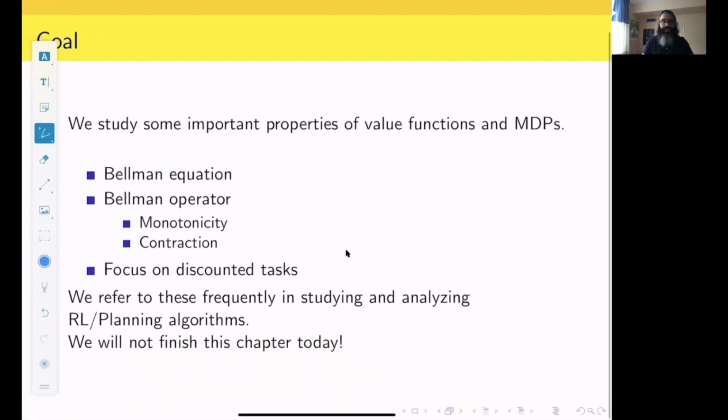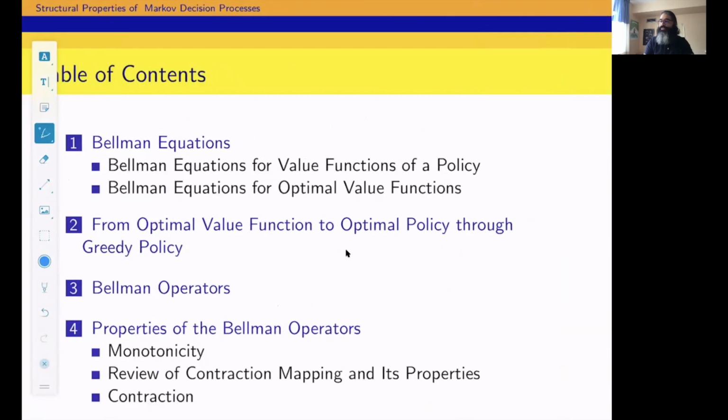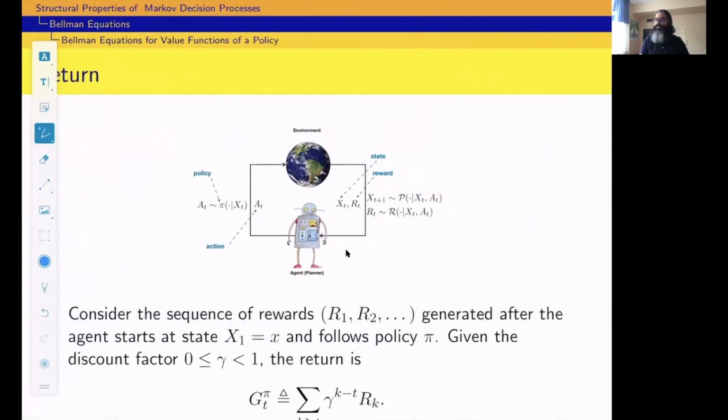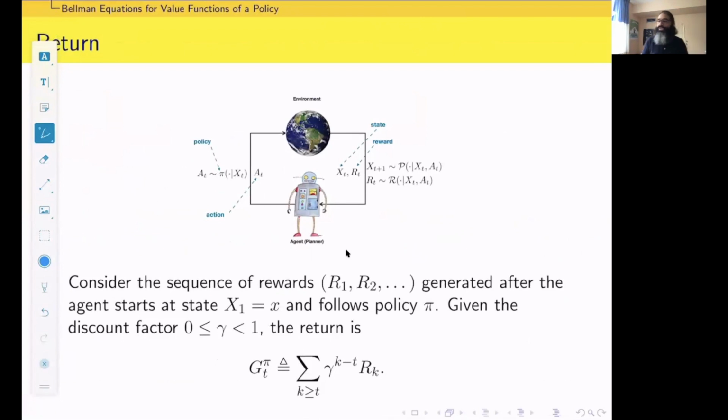We focus on discounted tasks, and as I mentioned, we won't finish it today. So we have this concept of return. I just reviewed it. We have an agent interacting with the world. We get a sequence of states, actions, and rewards. If we just look at the sequence of rewards, we can define a return of that sequence, which is essentially the discounted value of these rewards.